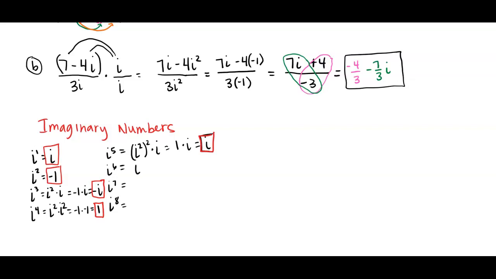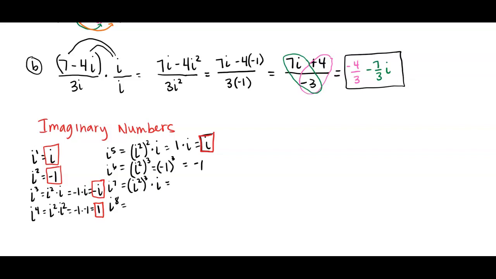So now let's go to i to the sixth. Well, i to the sixth could be written as i squared cubed, because remember, when we have a power raised to a power, we multiply those together. And so then this is really saying -1 all cubed, which is just going to be -1. All right, let's do i to the seventh. Well, i to the seventh is i squared cubed, i to the sixth, times another i.